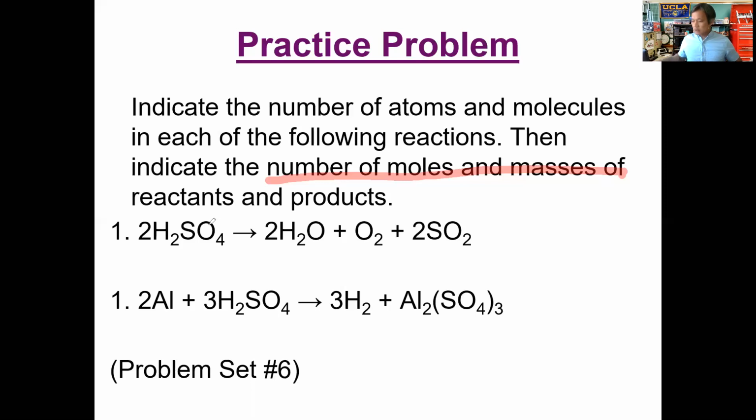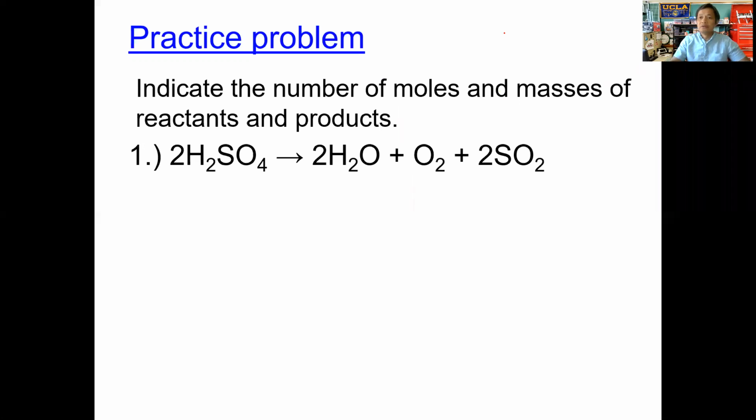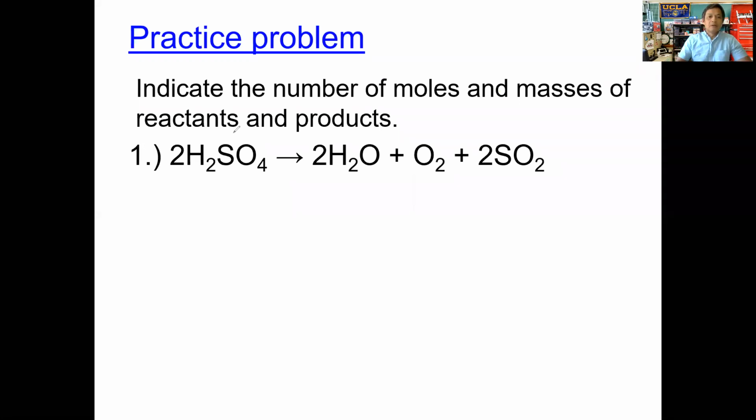Okay, let's take a look at what we have here. Let's see the first one. We have the first equation here that describes the decomposition of sulfuric acid. Let me change this here. Let's interpret in terms of moles first.